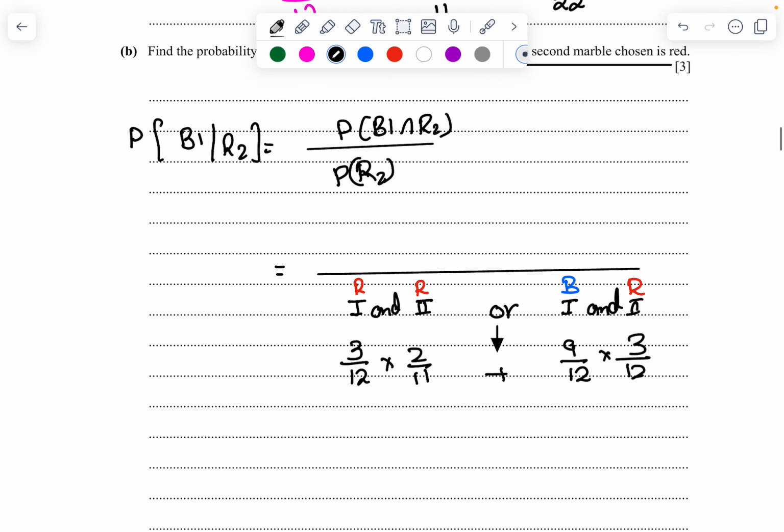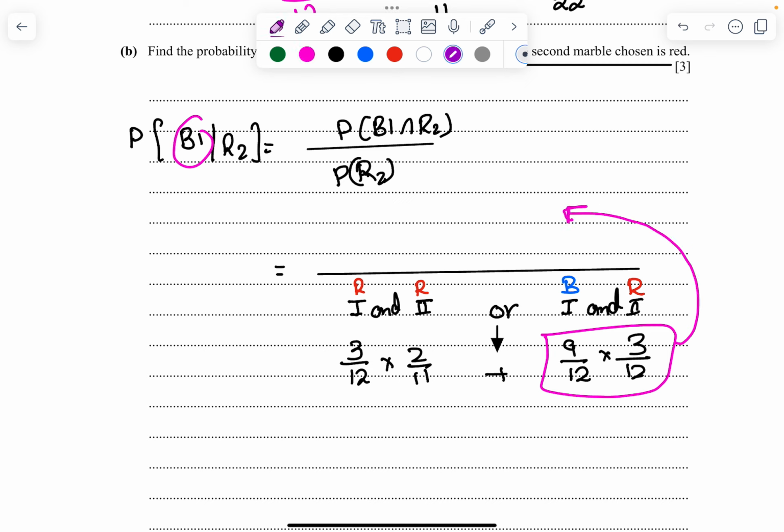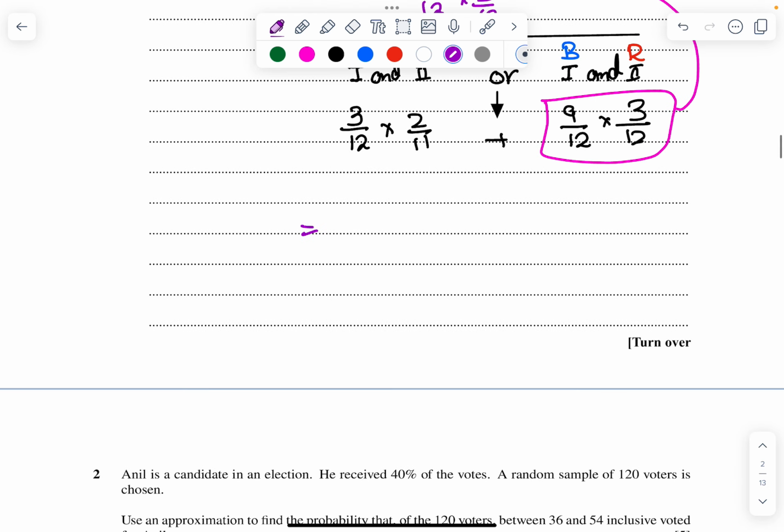Now out of this, which one should be going to the numerator? Where the first one is blue. Which one? This part. This part goes to the numerator. So it becomes 9 upon 12 times 3 upon 12. Simplify by the calculator. You should be able to get this as 3 upon 16 divided by 3 upon 16 plus 1 upon 22, which is going to be 33 upon 41, which you can write as 0.805.